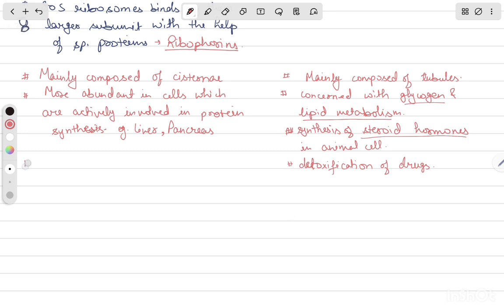Next is one important special note. Rough endoplasmic reticulum is mainly present near the nucleus, right? While smooth endoplasmic reticulum is mainly present towards the periphery of the cell, right?